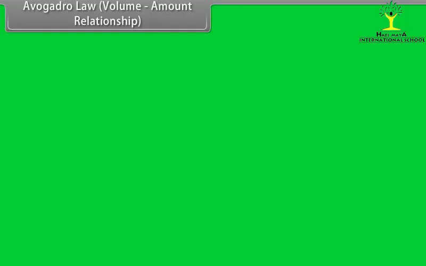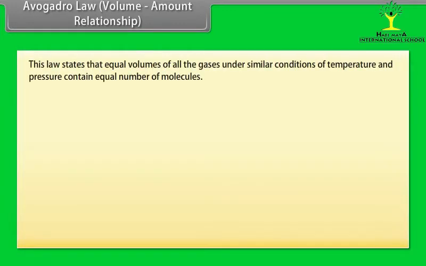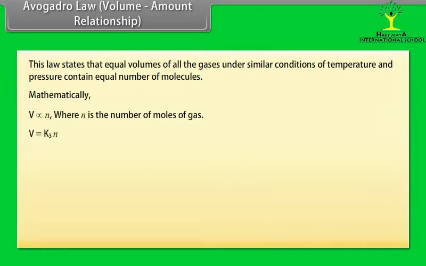Avogadro's law, volume-amount relationship. This law states that equal volumes of all the gases under similar conditions of temperature and pressure contain equal number of molecules. Mathematically, volume is directly proportional to the number of moles of gas. V is equal to K3 n, where K3 is constant of proportionality.